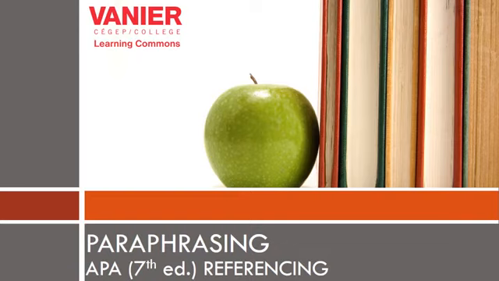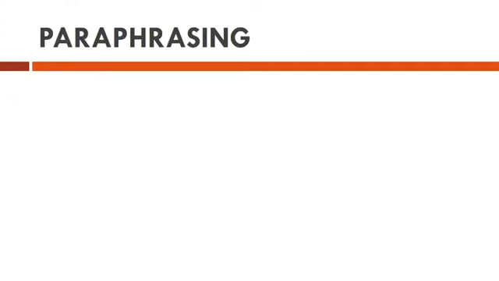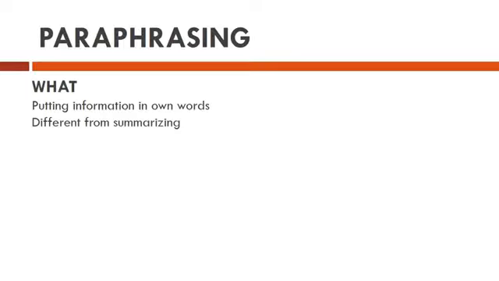This 9-minute video is going to look at paraphrasing and how to do it properly using APA, the 7th edition. Paraphrasing is when you put information that you read into your own words. It's expressing an author's idea in your own way.